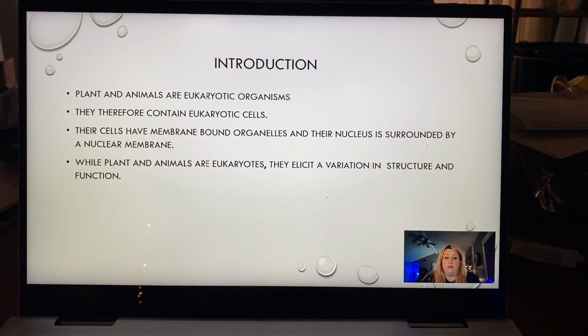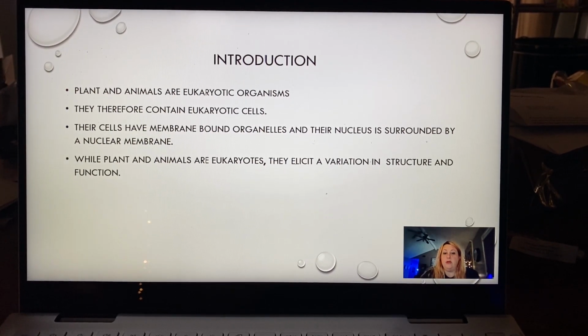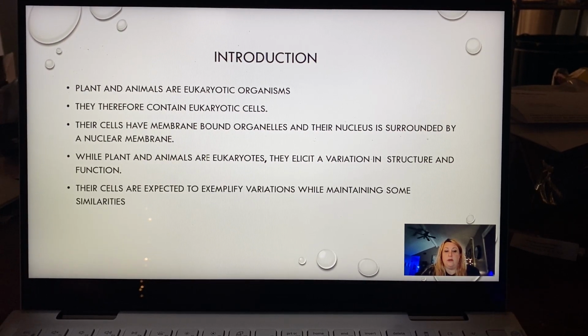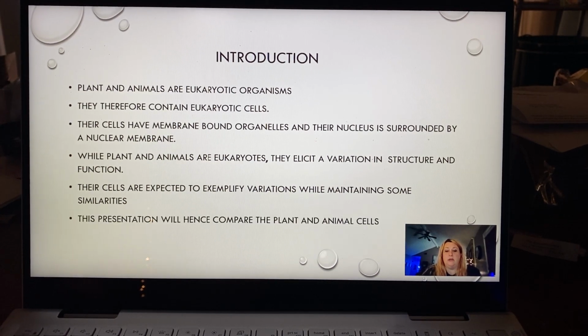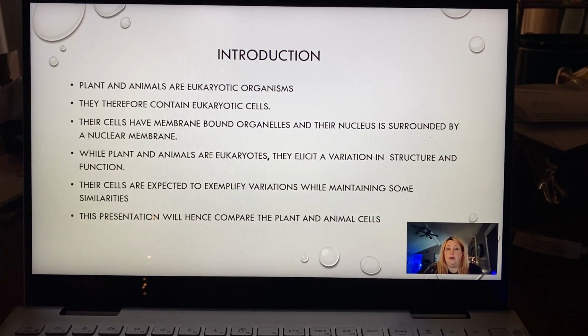While plants and animals are eukaryotes, they exhibit variation in structure and function. Their cells are expected to exemplify variations while maintaining some similarities. This presentation will hence compare the plant and animal cells.